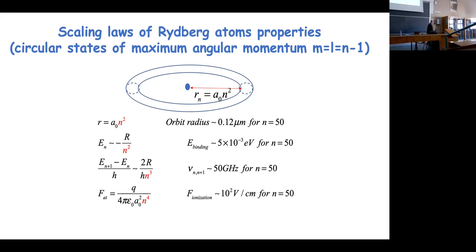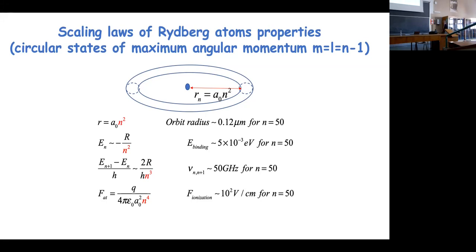Another interesting parameter is the electric field seen by the electron. This electric field is proportional to 1/r squared, that is 1/n to the fourth power. And when you put orders of magnitude, you find that this field is between 100 and 1,000 volts per centimeter. So it's a field that you can apply easily between two metallic plates. And this means that you can extract the electron with this kind of field. And we will see the method that we use to detect these Rydberg atoms.